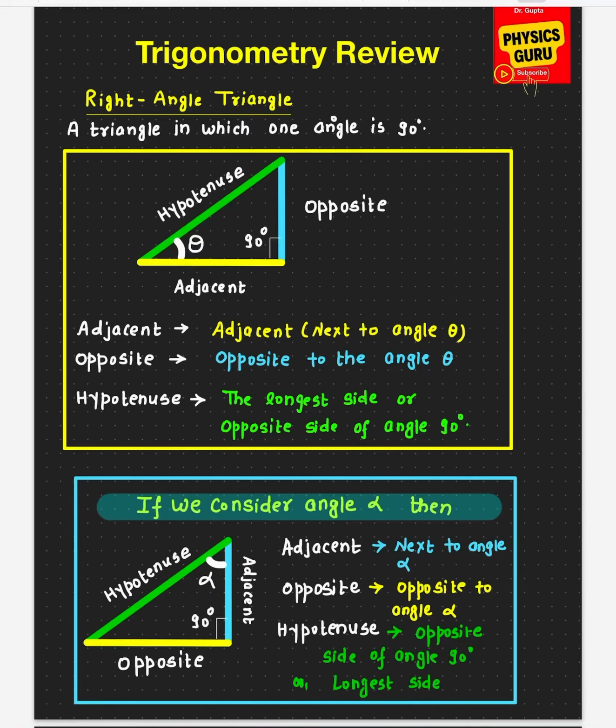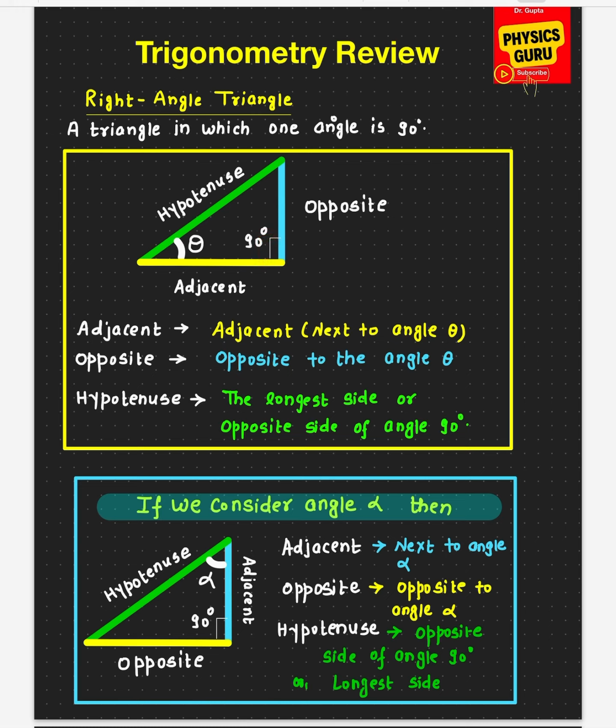In this video, I'll talk about the trigonometry review. Trigonometry is based on the understanding of a right angle triangle. What is a right angle triangle? A right angle triangle is a triangle in which one angle is 90 degrees, and we call that triangle a right angle triangle.